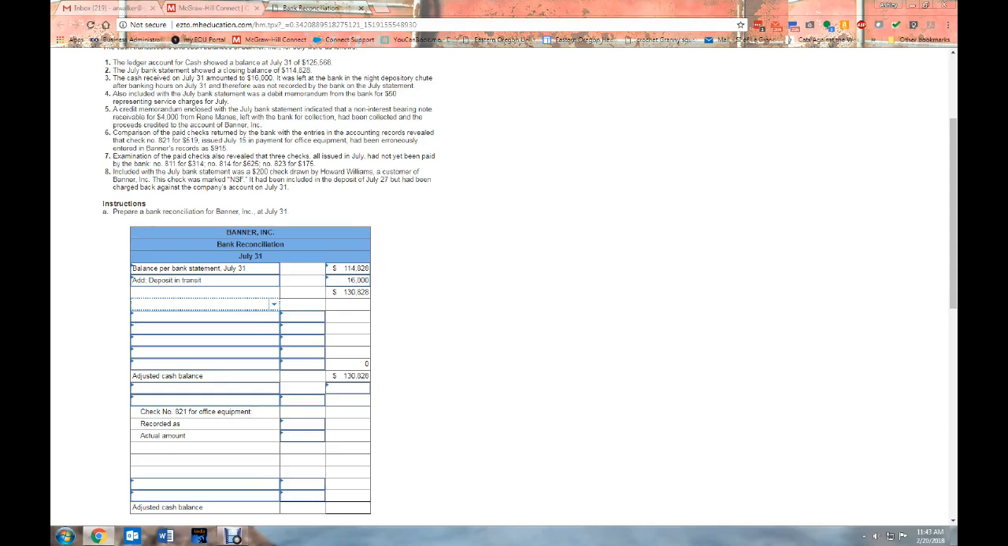Examination of the paid checks also revealed that 3 checks, all issued in July, had not yet been paid by the bank: number 811 for $314, number 814 for $625, and number 823 for $175. Those are checks that you, as the depositor, have written. So who knows about those? Well, you do. You wrote them. So you have to adjust the bank balance by those checks because there's no way the bank can know about them yet, because they haven't shown up there.